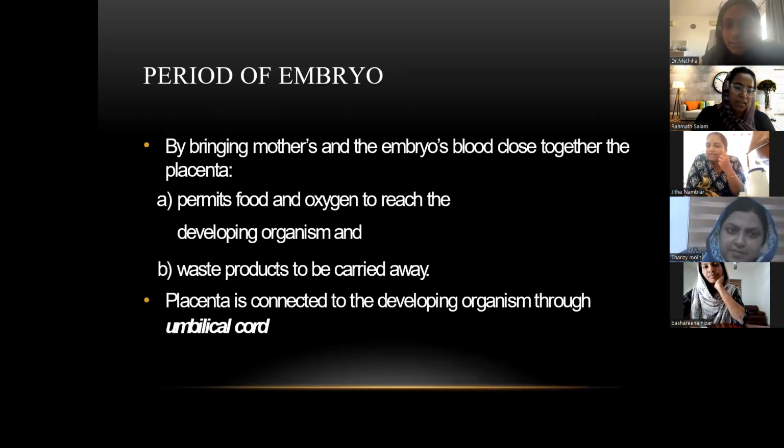A portion of it remains with the baby after the delivery, ma'am. That is the umbilical cord. Yeah.